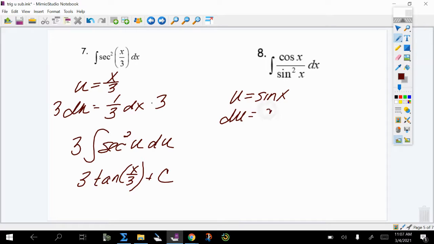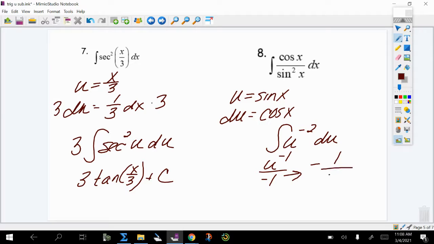And it works out really nicely because the derivative of sine is cosine. Sometimes the ones that have the toughest decision in the beginning actually have the easiest finishing, which is nice. What's being done to u is it's in the bottom being squared, so it's a u to the negative 2 du. So we get u to the negative 1 over negative 1, which is negative 1 over u, which was sine, plus c.